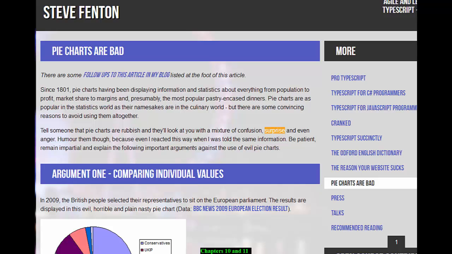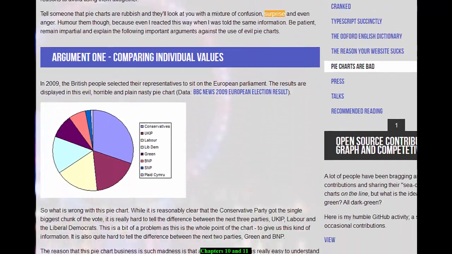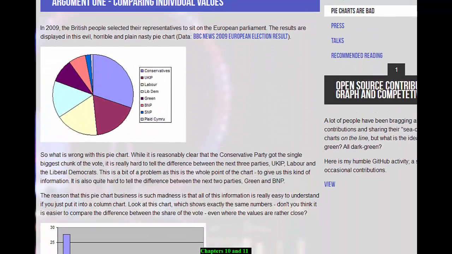So he lists some ways that pie charts are not good. Argument 1 is when you're comparing individual values. The British people selected their representatives in 2009 to sit on the European Parliament. The results are displayed in this evil, horrible, and plain nasty pie chart. So as you can see, the Conservatives, it's pretty easy to see that they are the biggest, but the next three categories are not as easy to tell which one's bigger than the other.